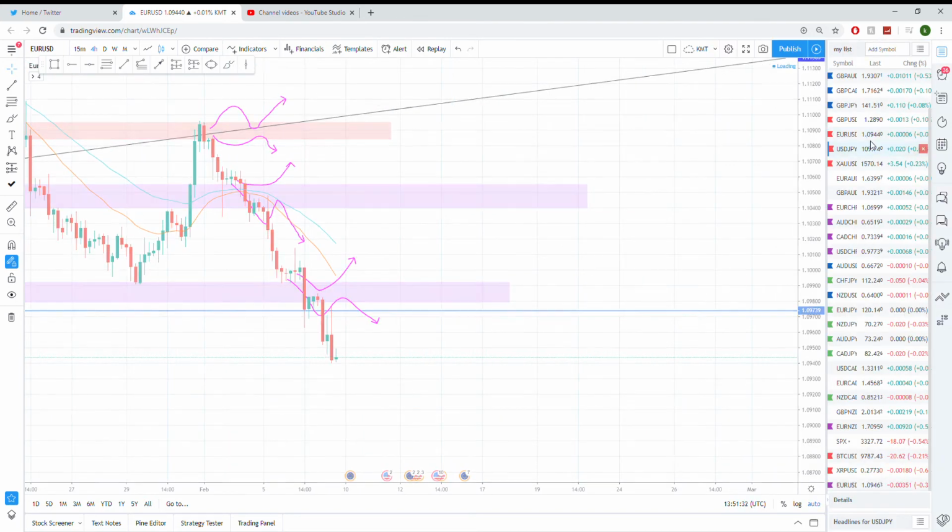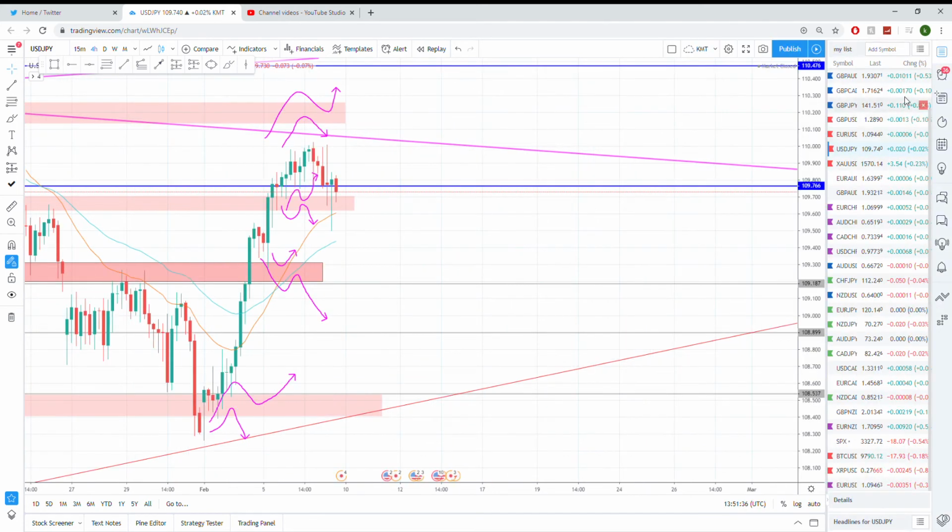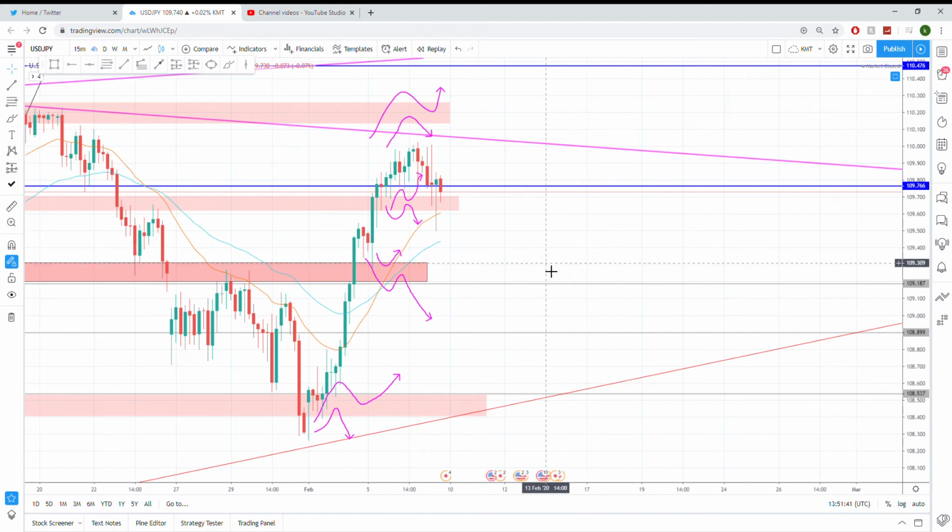We also only focus in on the 4 pairs as well, which are GBPUSD, EURUSD, USDJPY, and gold. So just quickly, just to mention.